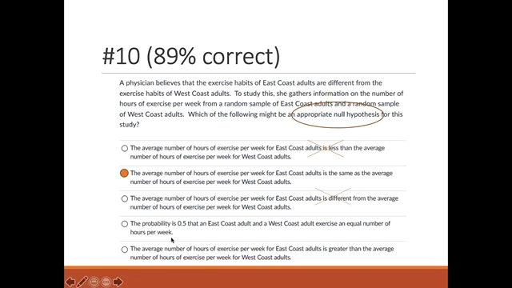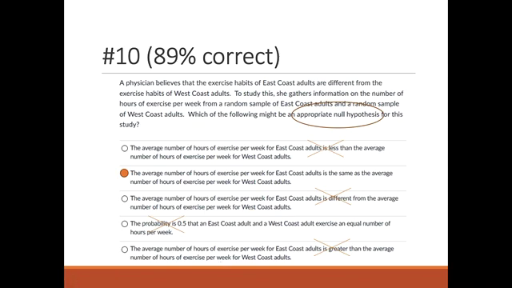So looking at some of the other answers, the null hypothesis is about an equation. The null hypothesis would not say that the average for the East Coast is different from the average for the West Coast. And remember, this is about quantitative data. So the null hypothesis is about the two means being the same. It's not about a probability. And last, again, the null hypothesis is an equation. It should not have a direction. The average number of hours of exercise per week for East Coast adults is greater than the average number of hours of exercise per week for West Coast adults.